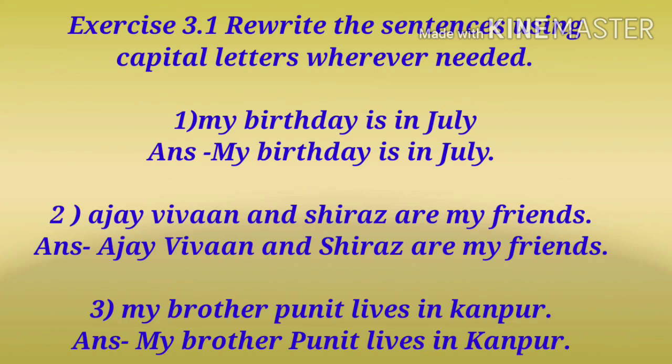Now we have to solve exercise 3.1. Rewrite the sentences using capital letters wherever needed. So the first sentence: my birthday is in July. The answer is: My birthday is in July. This is already given in our grammar composition book. Then the next sentence is: Ajay, Vivan and Shiraz are my friends. So the answer is: Ajay, Vivan and Shiraz are my friends. Then the third: my brother Puneet lives in Kanpur. So the answer is: My brother Puneet lives in Kanpur.